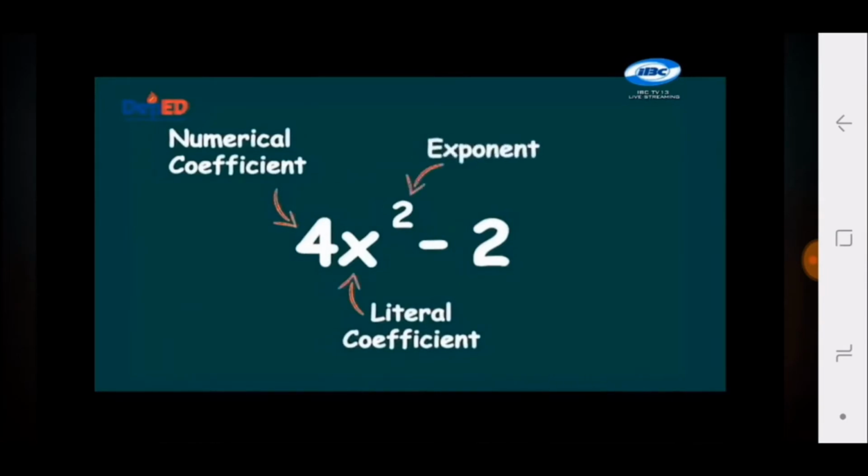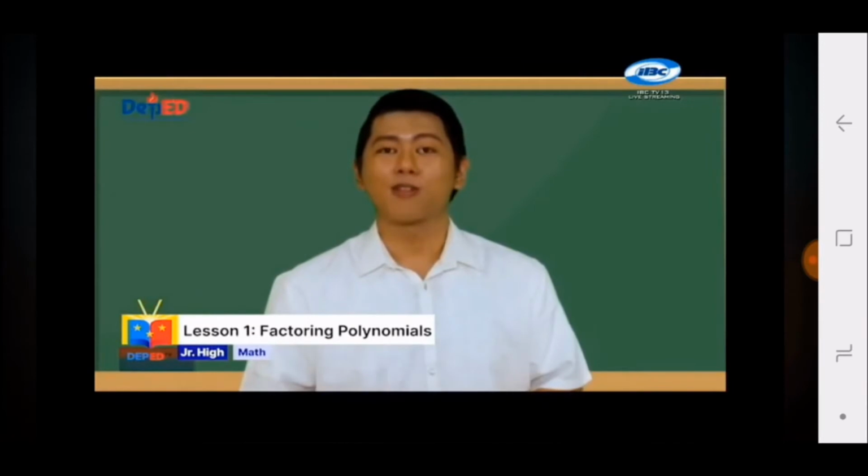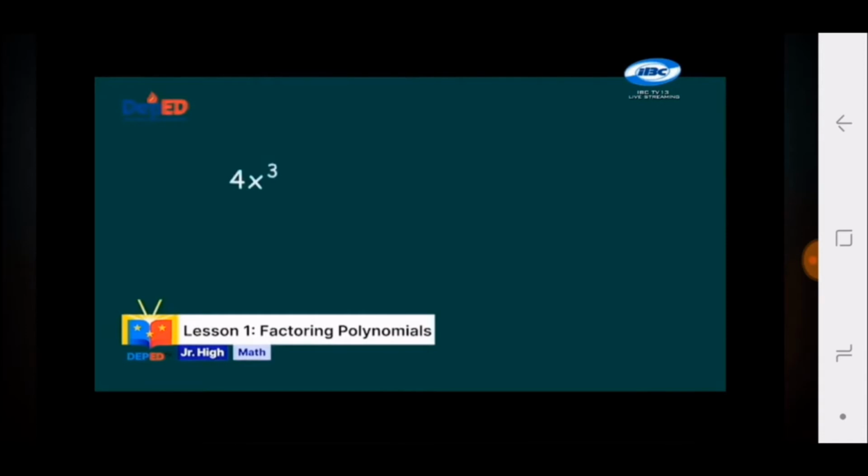An exponent refers to the number of times a number is multiplied by itself. The last term is a constant term since there are no variables multiplied to the number. Now, we will determine the greatest common factor of algebraic expressions with numerical and literal coefficients. Find the greatest common factor of 4x cubed and 8x squared. 4x cubed can be expressed as a product of 2 times 2 times x times x times x, and 8x squared is equal to 2 times 2 times 2 times x times x.